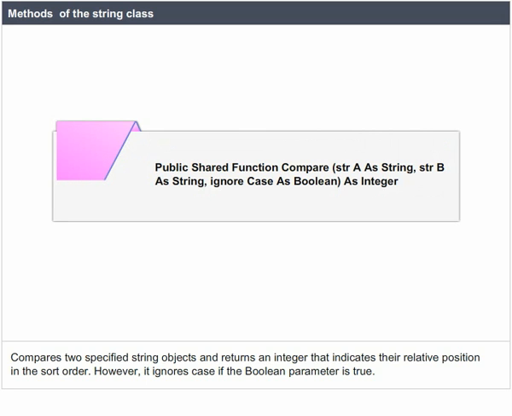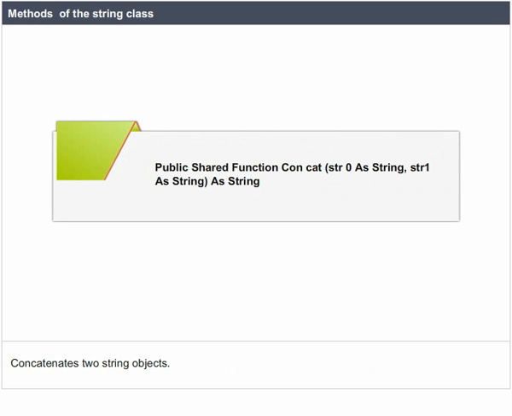Public Shared Function Concat(str0 As String, str1 As String) As String concatenates two string objects. Public Shared Function Concat(str0 As String, str1 As String, str2 As String) As String concatenates three string objects. Public Shared Function Concat(str0 As String, str1 As String, str2 As String, str3 As String) As String concatenates four string objects.